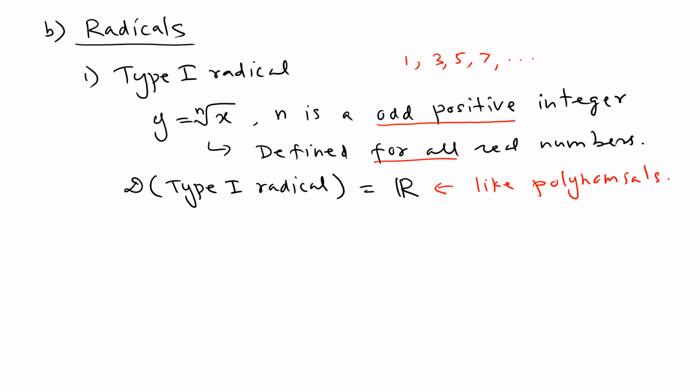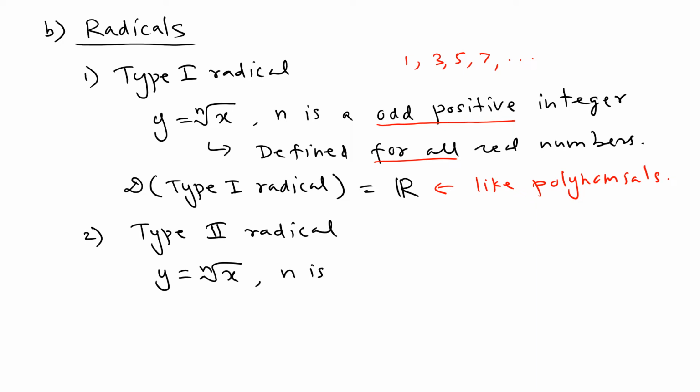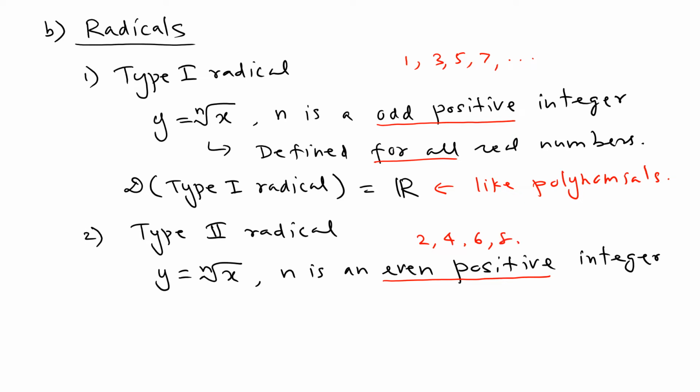So let's look at the second type. This is what we call the type 2 radical. What's a type 2 radical? It's y equals the n-th root of x. Here n is an even positive integer. Earlier it was an odd positive integer, now it's an even positive integer. That's the difference. The numbers can be 2, 4, 6, 8, things like that.